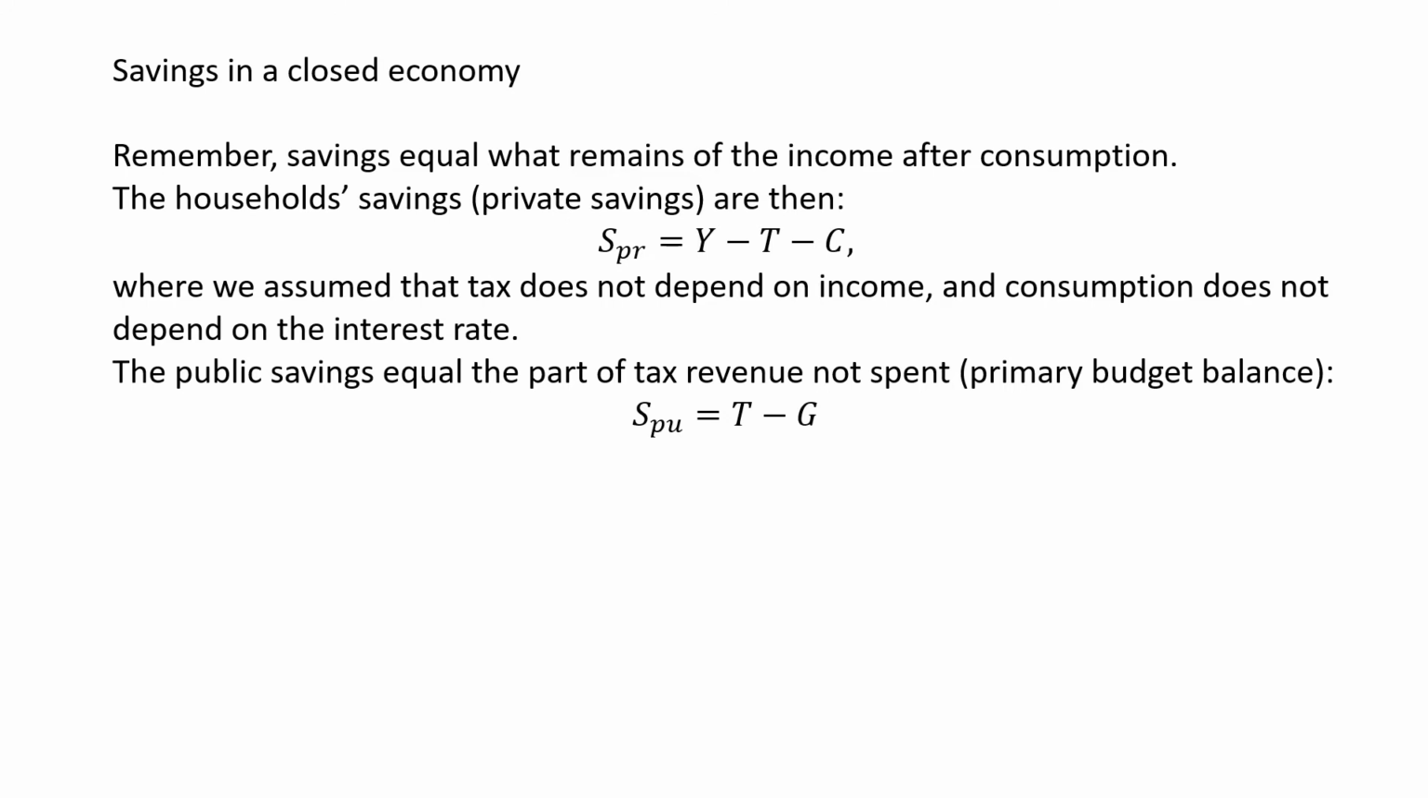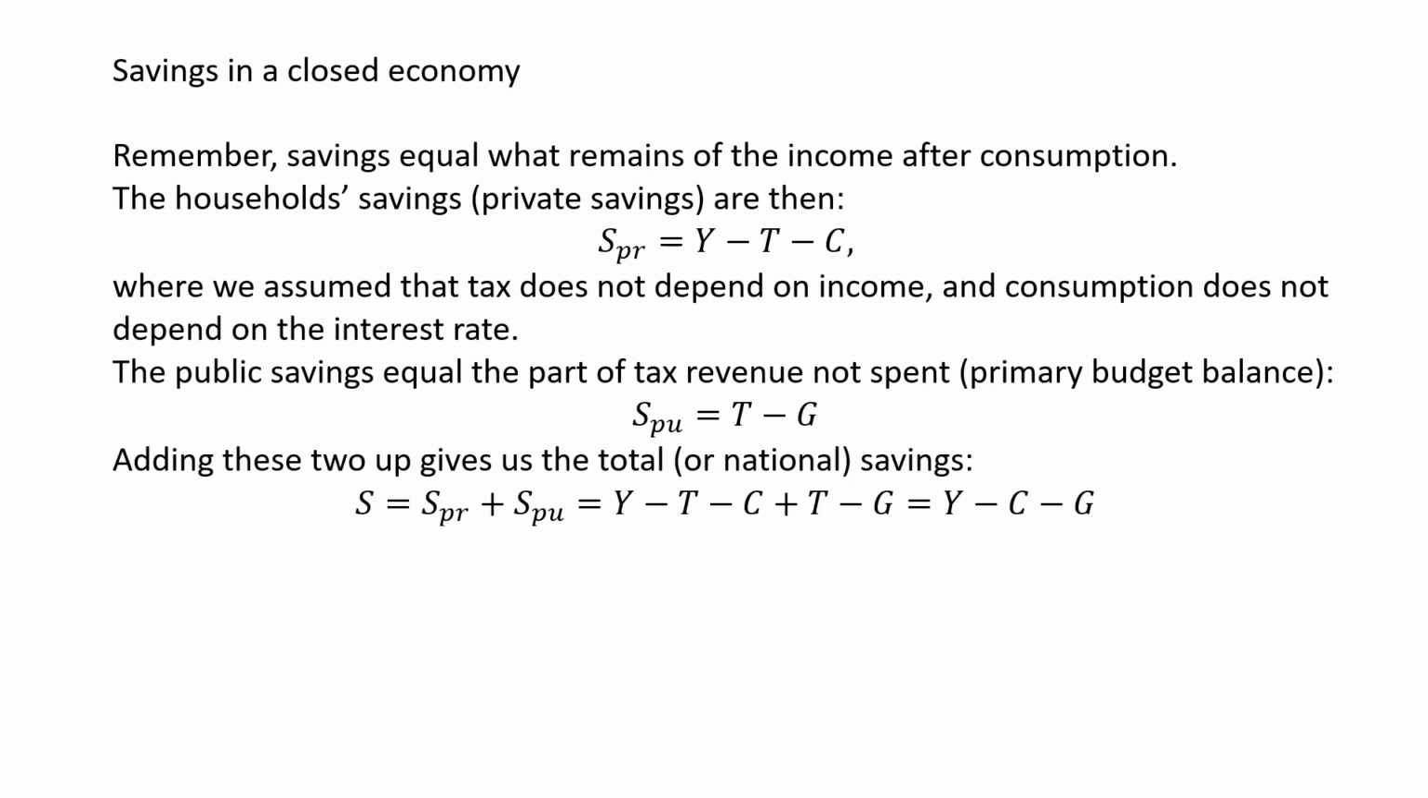Now the public savings is the other component of savings. This is done by the government, and actually all those tax revenues which were not spent, that is, were not part of the public spendings, will be public savings. And this public savings is actually nothing else than the primary budget balance of the government. So simply tax revenue minus the government spendings. If you add up these two, you get the so-called national savings.